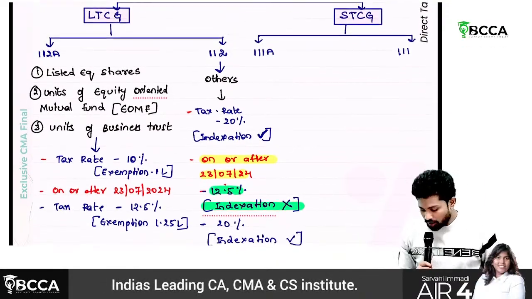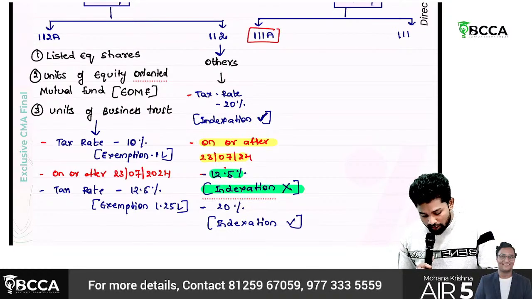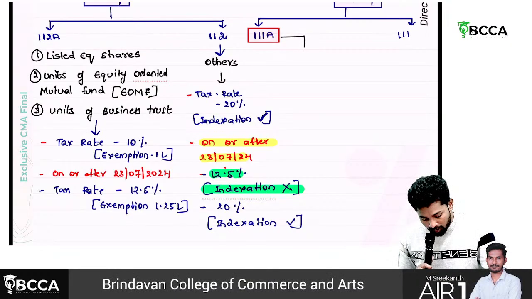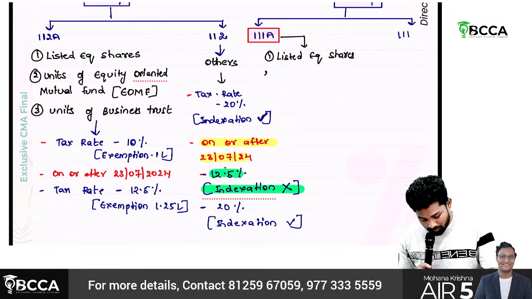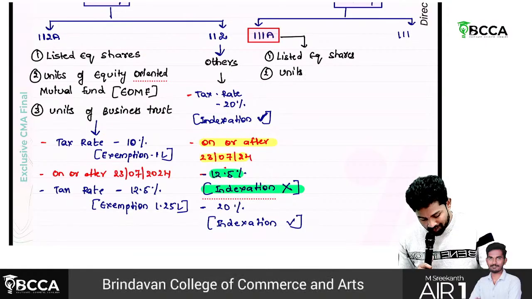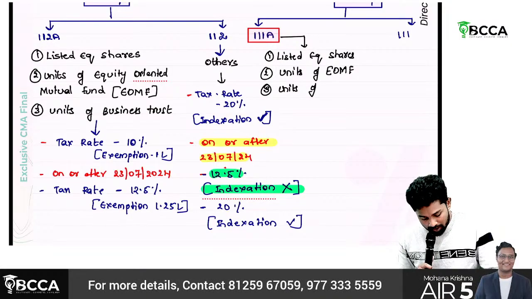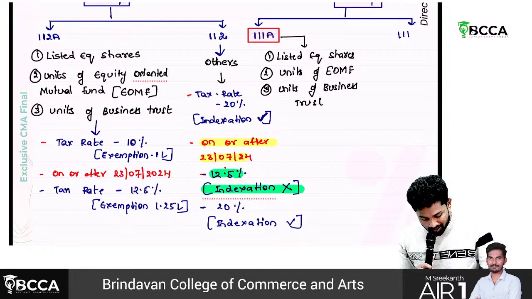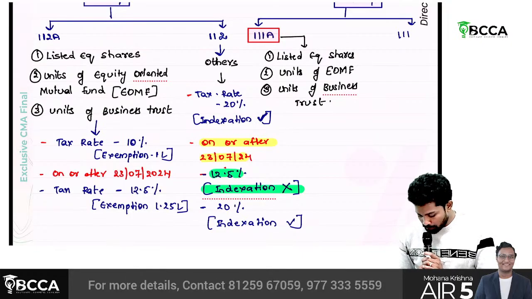Then short-term capital gains, 111A. The same assets will come, sir. Under 112A, what assets came? The same assets will come under 111A also. What are those? Listed equity shares, units of equity oriented mutual fund. Third, units of business trust. Listed equity shares, units of equity oriented mutual funds, units of business trust.